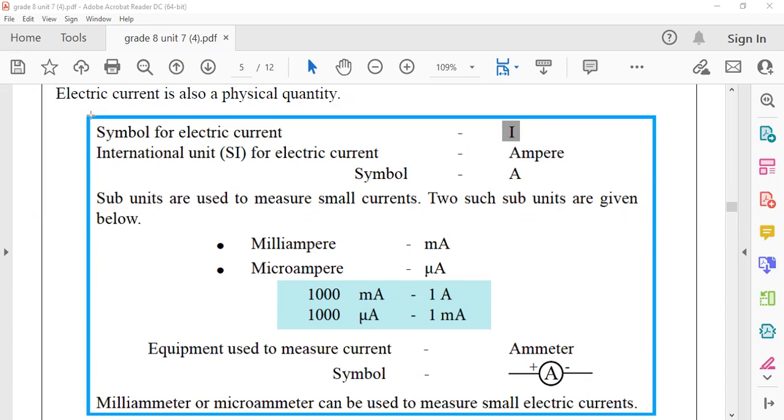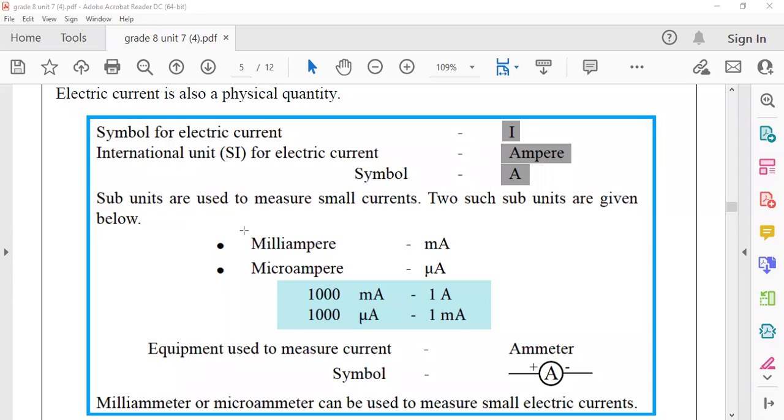What is the symbol of electric current? I. Capital I. What is the unit of measuring electric current? Ampere. What is the symbol of ampere? Capital A.